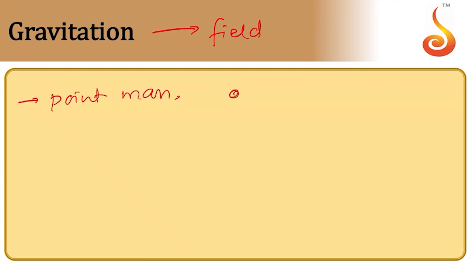For example, here is a point mass m, and our intention is to get the gravitational field at this point P. Then the gravitational field at this point P is given by Gm divided by r square.